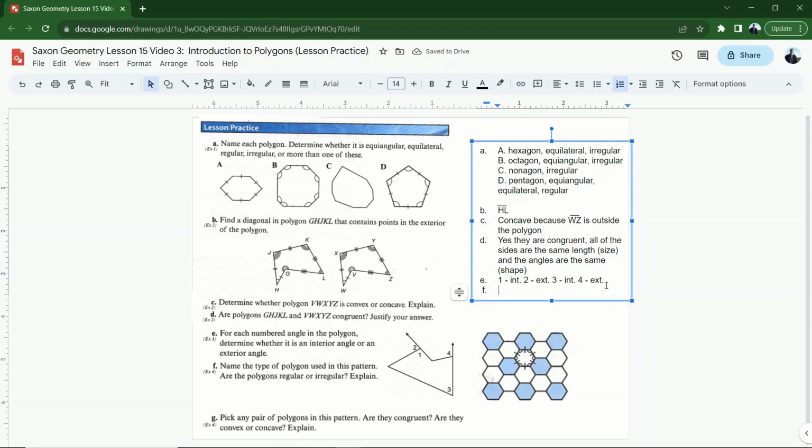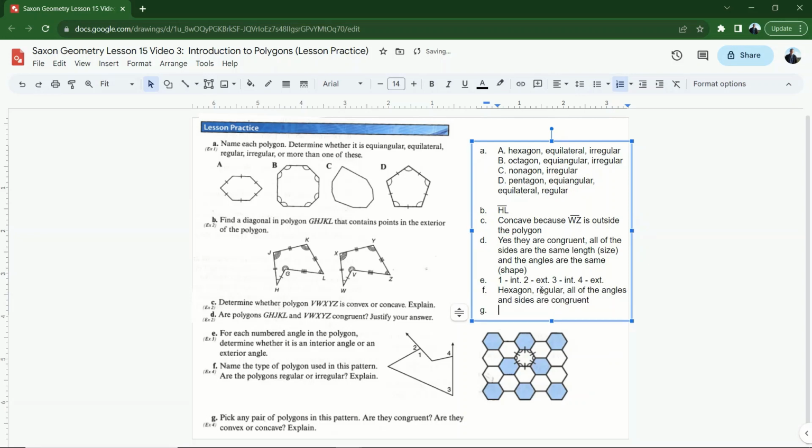Name a type of polygon used in this pattern over here, okay? The type of polygon used. Well, let's see. That's 1, 2, 3, 4, 5, 6. That's a hexagon. And there's more questions here. Are the polygons regular or irregular? They are, look, I see this one is equiangular. All the angles are the same and all the sides are the same. So this is certainly a regular polygon. And then it's just because all of the angles and sides are congruent.